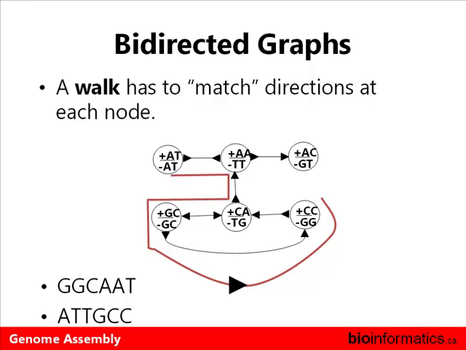They're the same string of DNA. They're the same DNA molecule, just the two strands of it. So the two walks on the bidirected graph, whether you walk it one way or another way, will actually give you the two strands of DNA. It's sort of an example.